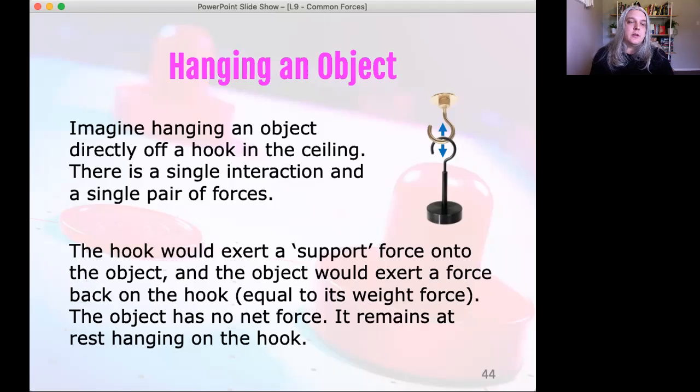When you hang that object on, you've got a single interaction with a single pair of forces. You can see I've drawn the two little blue arrows to represent the forces. We've got the support force onto the black hanger from the brass hook, and that is upwards, so it's counteracting the weight force on the hanger. And then you've also got the push downwards force from the hanger onto the brass hook. Those are going to be equal and opposite by Newton's third law, and that is what is stopping the mass, the black hanger, from falling downwards. So that's easy enough. If you just hang something directly from this hook, hopefully you're all happy with the idea of the forces involved there.